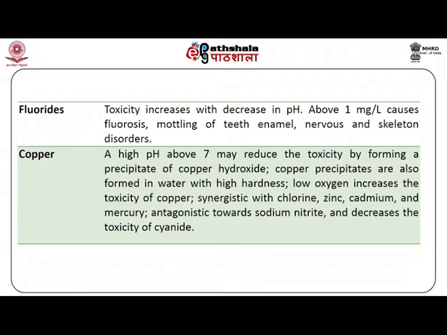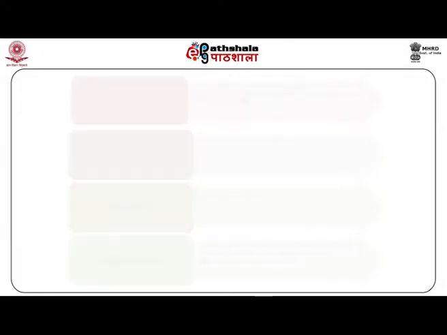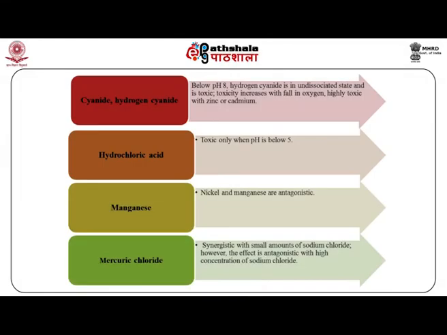Copper toxicity is reduced at a high pH above 7, because copper hydroxide precipitates out. Cyanide and hydrogen cyanide are toxic. Below pH 8, hydrogen cyanide is in undissociated state, and the toxicity increases 2 to 3 times with rise in temperature. Toxicity also increases with fall in oxygen, and it is highly toxic with zinc and cadmium.